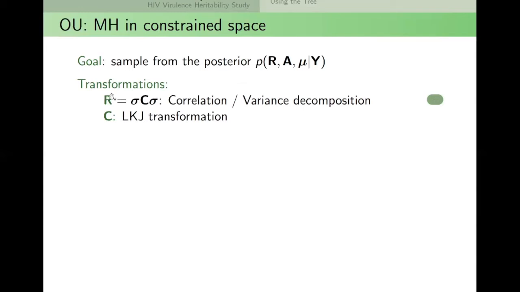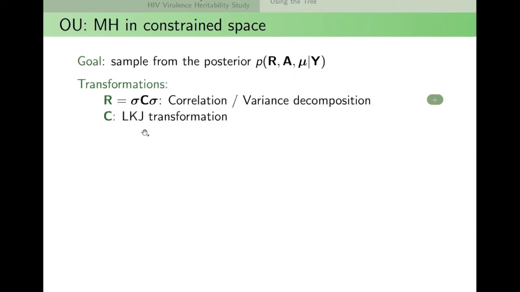So for the variance matrix, what we do is we write it in a correlation-variance decomposition fashion. Here sigma would be the diagonal matrix with the standard errors, and then C would be the correlation matrix. So you really separate the scale effect, the variance, from the intrinsic correlation effect. And sigma is just positive parameters, so this is easy to sample from. And C is a correlation matrix, so it has strong constraints.